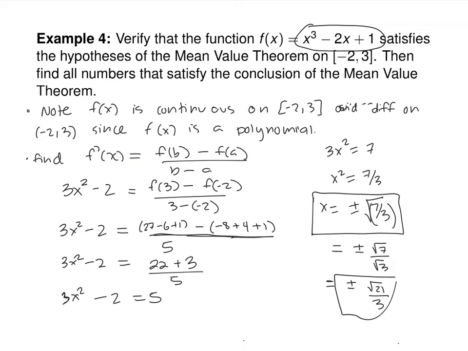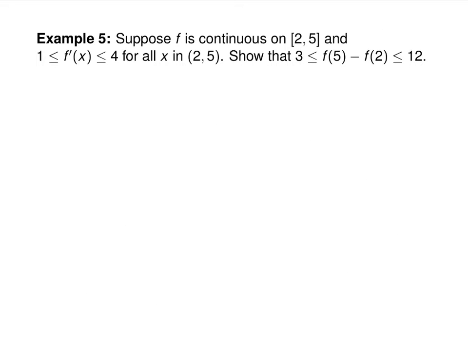All right. So the thing that'll be on your quiz probably is something like this, really. Like, find the numbers that satisfy the conclusion. I haven't decided if I'll put anything like the prove there's a 0 on there, but probably not. It's just a bit tricky. Okay. So suppose you've got a continuous function on 2 to 5. You know that the derivative is in between 1 and 4. Show that f of 5 minus f of 2 is in between 3 and 12.